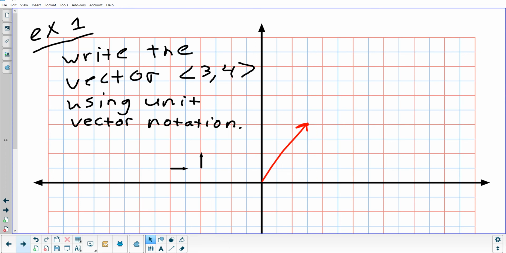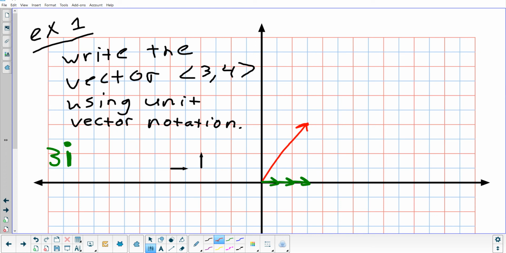Let's start with the i's. How many of those i's would I need to stack together to start to get me to the terminal point? 3. Yeah, I would need to stack 3 of them together. So there's 1, there's 2, there's 3. So if you stack 3 of the i's together, it's starting to get you to where you want to be. And what would you call this vector? 3i. It's the vector 3i. So that's the first part of it, 3i.